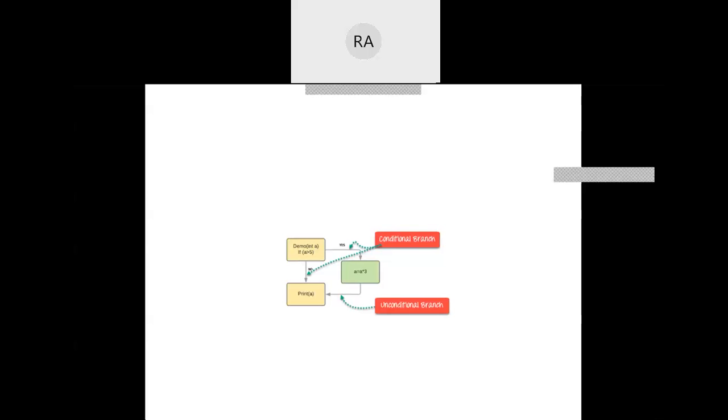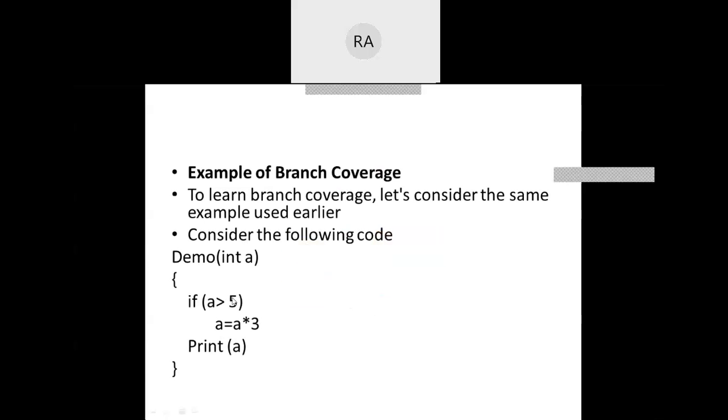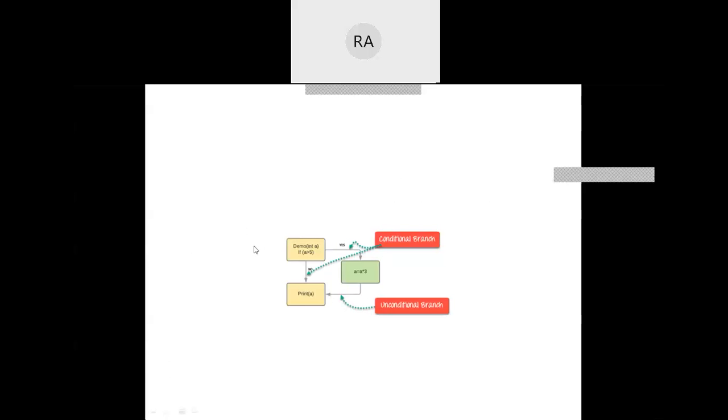If you look over here, this is the flow for the code snippet under study. If the value of A is greater than 5, it has to be either true or false, as I've already told. There are two outcomes for each conditional statement. If it is true, I am multiplying the value of A by 3. If it is false, I am not doing anything. I am coming out of the if block, and one statement is common to both: printing the value of A.